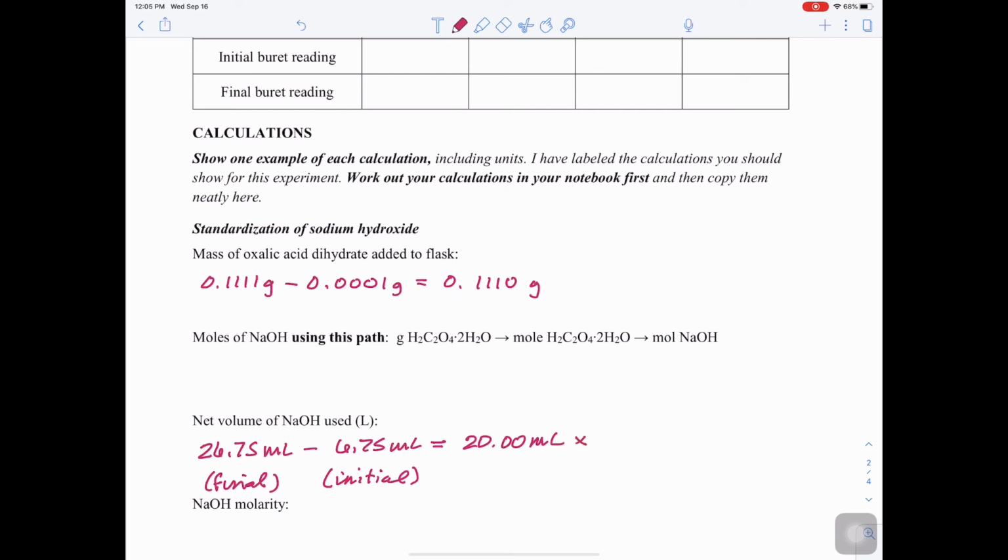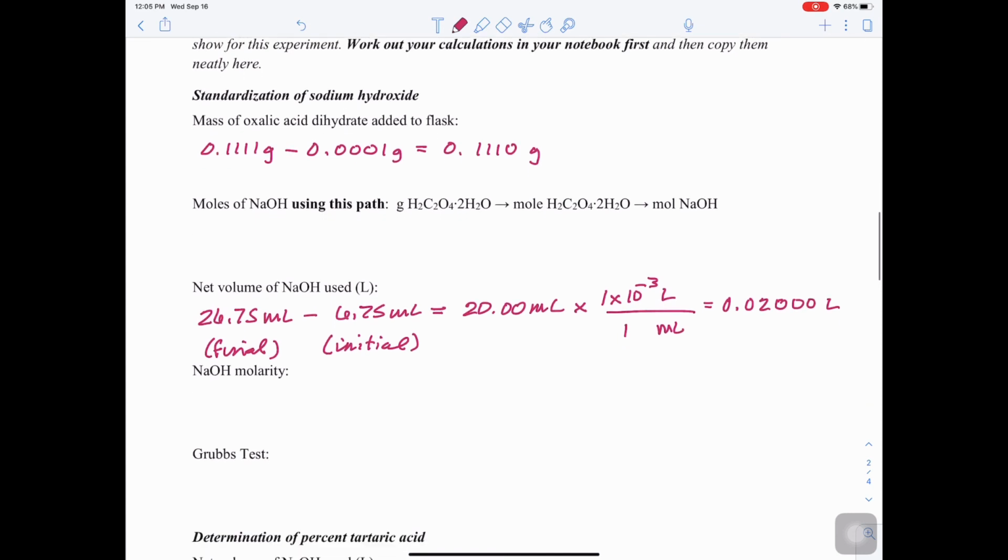And now I'm actually going to show how I convert this using metric prefixes. I have 1 milliliter and milli stands for times 10 to the minus 3. And so this is going to be 0.02000 liters.